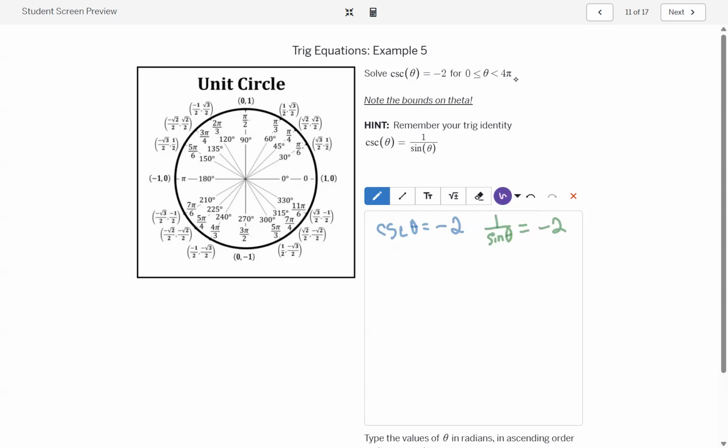So if 1 over sine theta equals -2, like -2 over 1, I can reciprocal both sides. So I have sine theta equals -1/2. So where is the sine -1/2? So it's not quadrants 1 and 2. Yep. And then the other over 6 is 7 pi over 6.